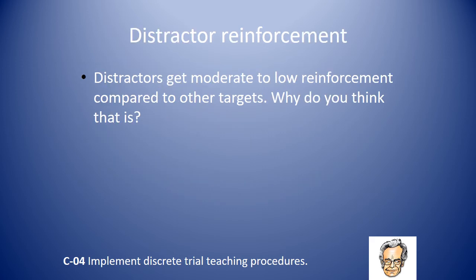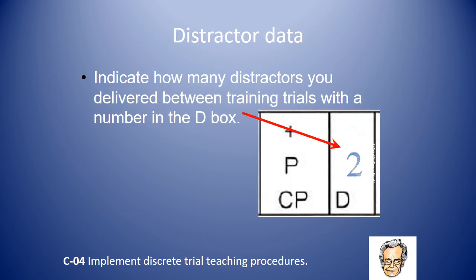Remember, distractors should get moderate to low reinforcement compared to the targets. Why do you think that is? Well, because they already know it. They've already mastered it in the past. It's something that's already part of their repertoire. You don't need to be reinforcing them for stuff they already know how to do, or at least not reinforcing heavily.